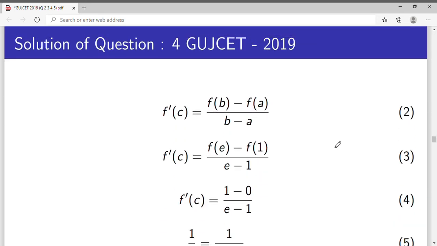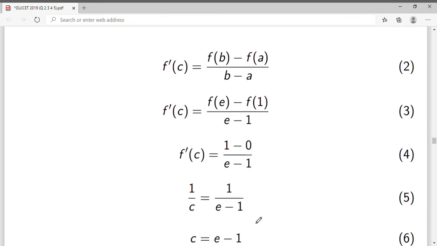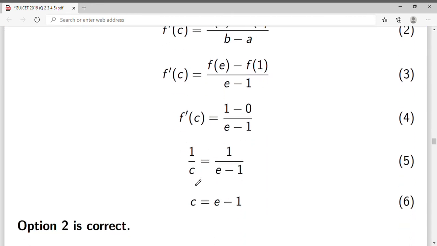Here f dash c is equal to fb minus fa upon b minus a. So b is e and a equal to 1. So here fe minus f1 upon e minus 1. Now previously we have Fe equal to 1, F1 equal to 0 upon E minus 1. F dash C is nothing but 1 upon C equal to 1 upon E minus 1. So what is our C? C equal to E minus 1. So option 2 is the correct option.